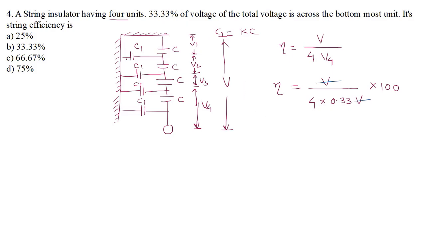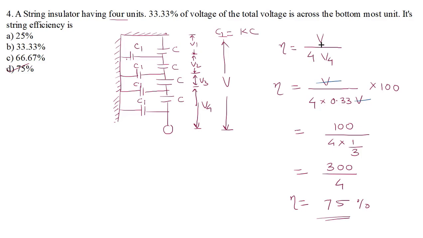Now in order to simplify this, this 100 is divided by 4, and 0.33 is nothing but 1 by 3. So 1 by 3 is 0.33. This 3 will come in the numerator, so that is 300 divided by 4, that is 4 7s are 28, 4 5s are 20. So the correct answer will be 75%.